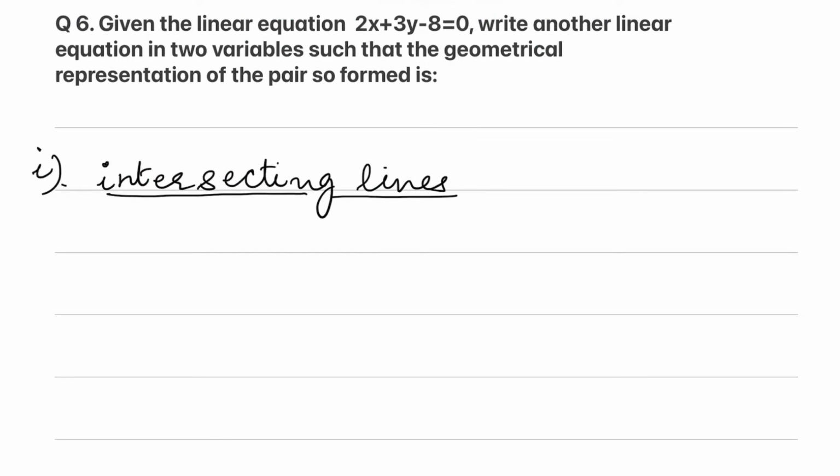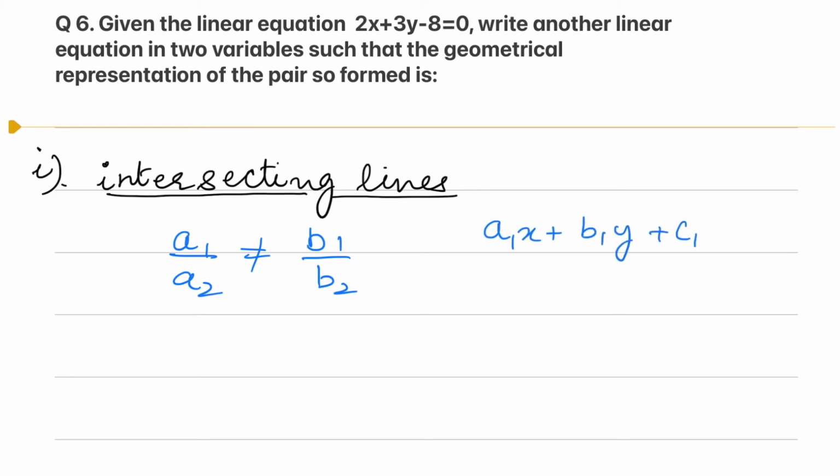It has given a linear equation 2x plus 3y minus 8 is equal to 0, and we have to write another linear equation in two variables such that the geometrical representation of the pair so formed is, first part, intersecting lines. So as we know, for intersecting lines, a1 by a2 should not be equal to b1 by b2. So we have to get two equations, a1x plus b1y plus c1 is equal to 0 and a2x plus b2y plus c2 is equal to 0.